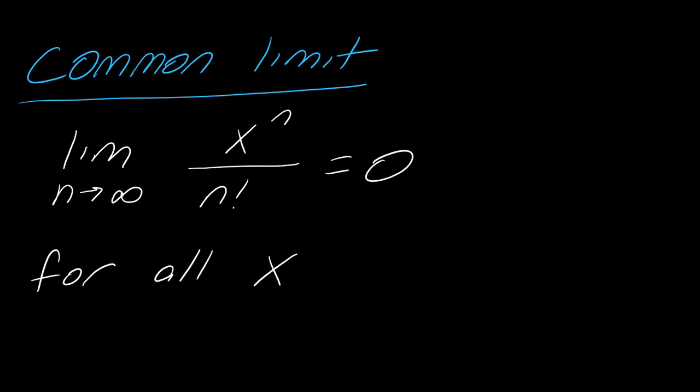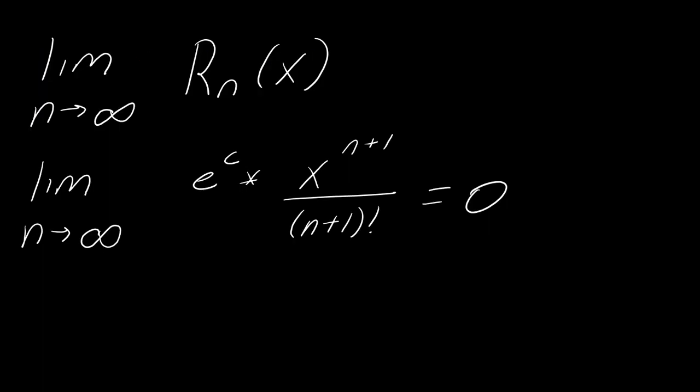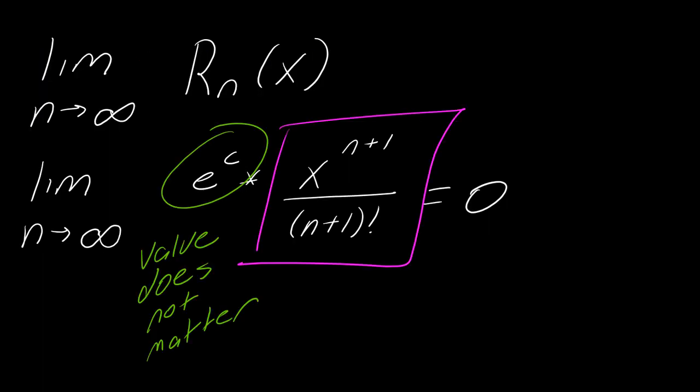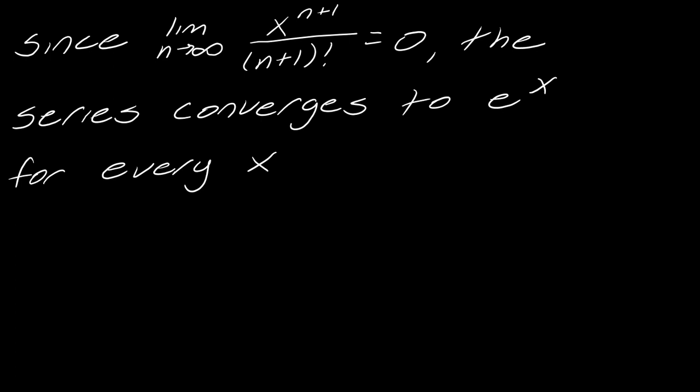And this is actually the form of a common limit that we've talked about before. So x to the n over n factorial just equals 0. So I can just take this for granted. So this whole thing then equals 0. So the e to the c value doesn't even matter. This is really what matters. What's important here is that since this goes to 0, that guarantees that our error went to 0. So that guarantees that our series converges to e to the x for every x.